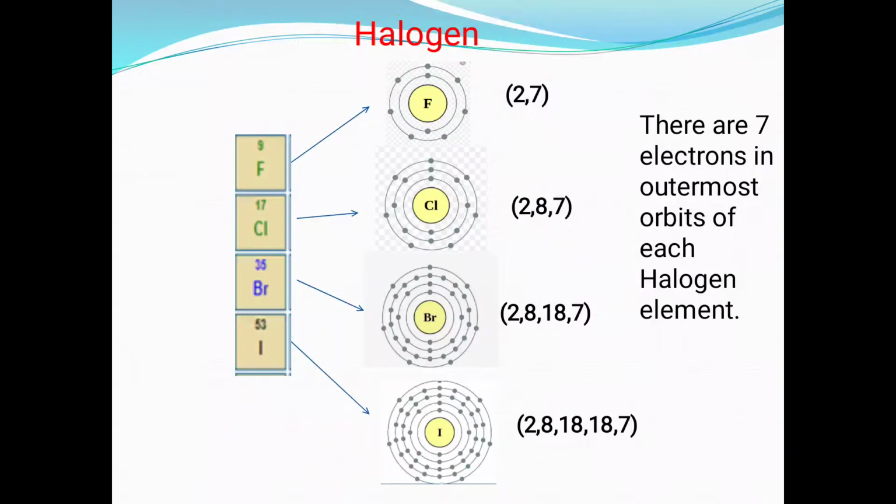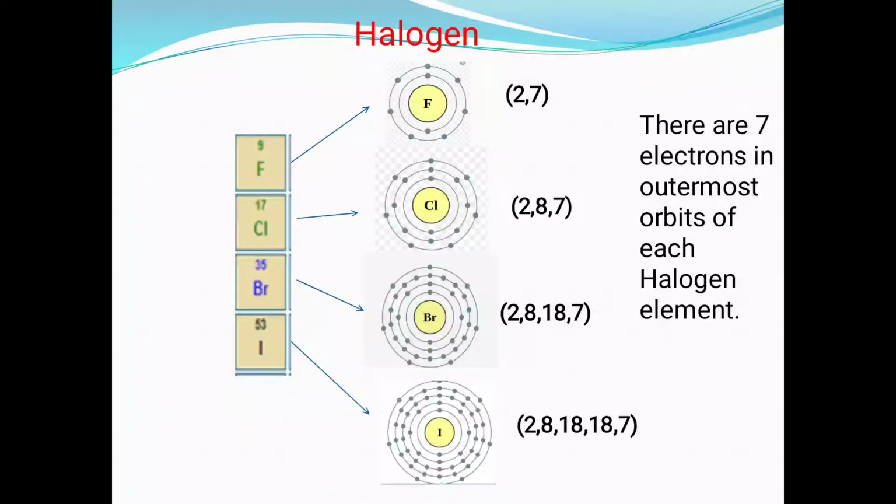So this is actually the common point in all the groups, and this is the reason that the elements belonging to the same group have the same chemical properties, but in gradation form. Either the chemical properties go on increasing or go on decreasing. This is called gradation. In this way, the elements belonging to the same group have similar properties.